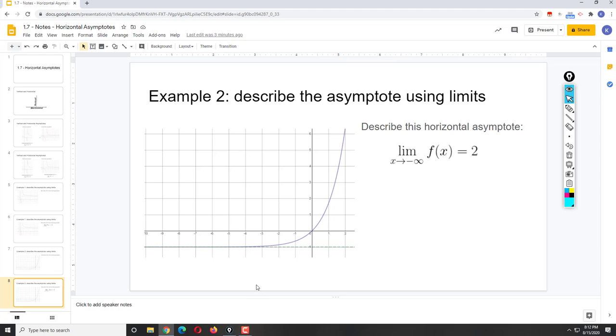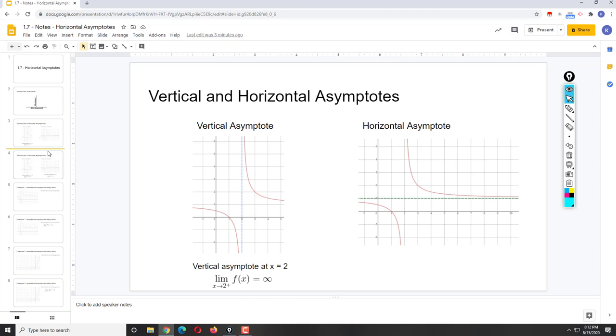Okay. So this is how we can describe asymptotes, both vertical and horizontal, using limits.